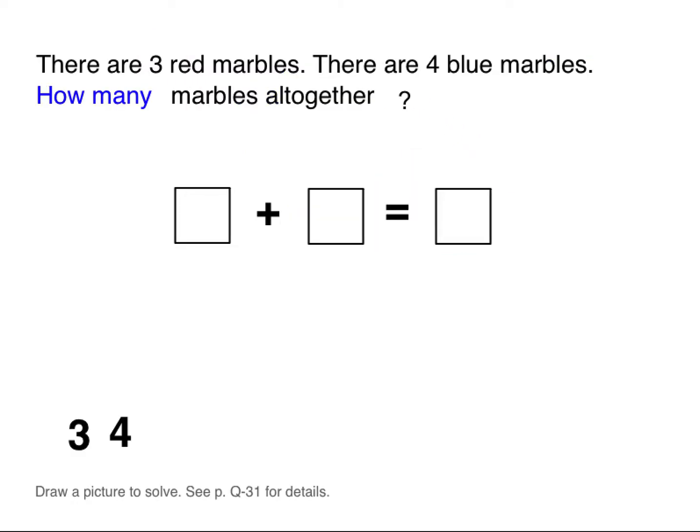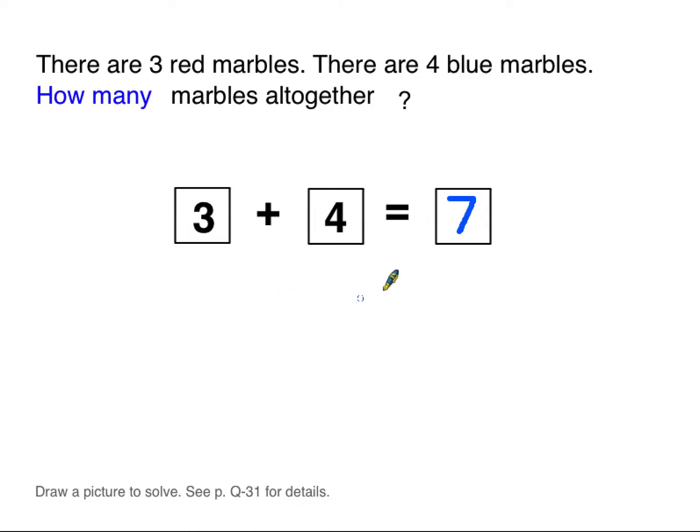So if we go back to our question, there are 3 red marbles. So we have the number 3. There are 4 blue marbles. How many marbles altogether? So we know that we have to figure out the total. We know we have 3 and we have 4. 3 and 4 more. Grab the 4, count 3 more. Why do you grab the 4? Because it's bigger. 4, 5, 6, 7. And then we can figure out the total.